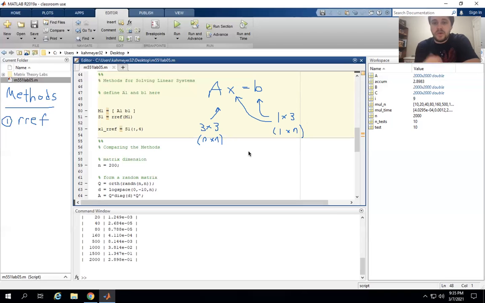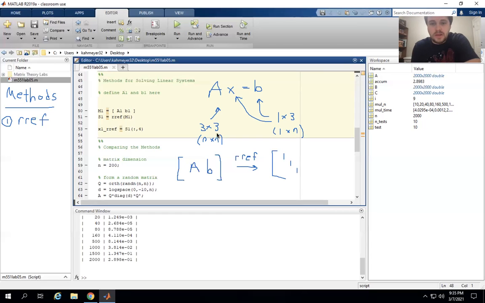Well, what we have to do is set up an augmented matrix, right? We have to set up the augmented matrix A, B, and then we put this into reduced row echelon form, and we get something like 1s down the diagonal.